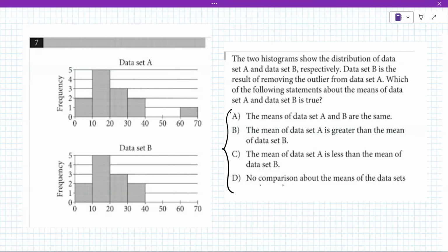Yeah, it'd be A. They're the same. But you just said that there's like one extra data value here. Oh yeah. So they can't be the same because they're not the same data. Then it'd be B. Mean of data set A is greater than the mean of data set B.